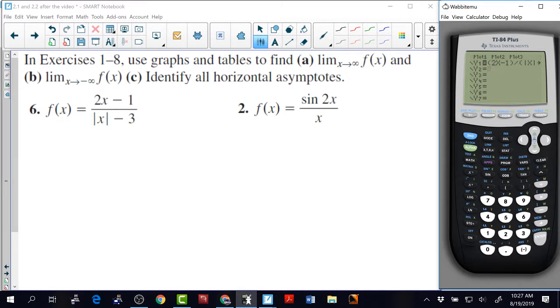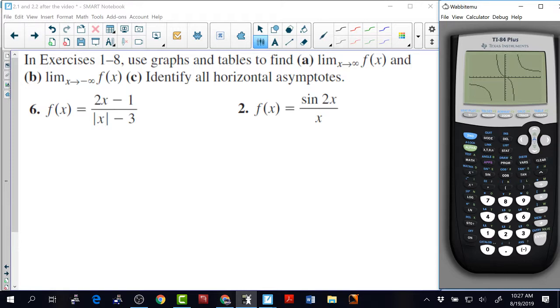Use the graphs and tables to find the limit as x approaches infinity, limit as x approaches negative infinity, and identify all horizontal asymptotes. That's the same question. Graph. And if you go zoom 6, it gives you all the negative 10 to 10s. Now, it would appear that this graph indeed is leveling out on both sides, but it's kind of hard to tell where. Is it leveling off at 2, 1, 0? Where is it leveling off?